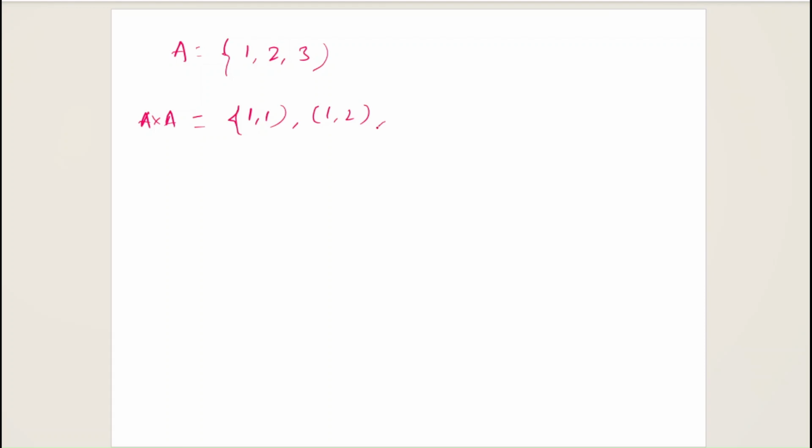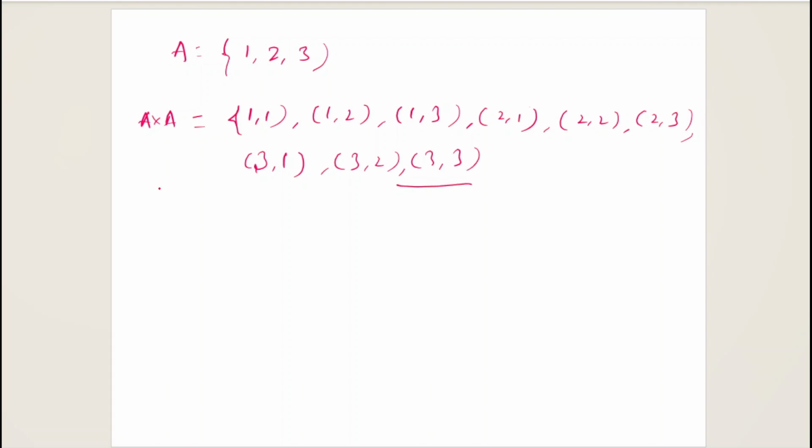(1, 2), (1, 3), (2, 1), (2, 2), (2, 3), then (3, 1), (3, 2), and (3, 3). These are all the Cartesian products, right? So a relation, as I said, contains only selective pairs. Selective pairs means, let us say I'm selecting (1, 1), (1, 2), (2, 1), let us say (2, 3), and so on, right?